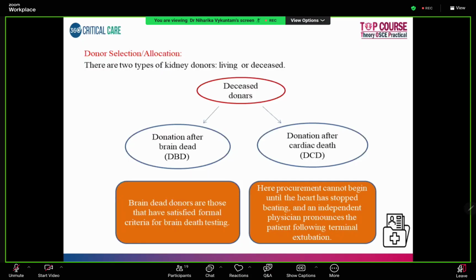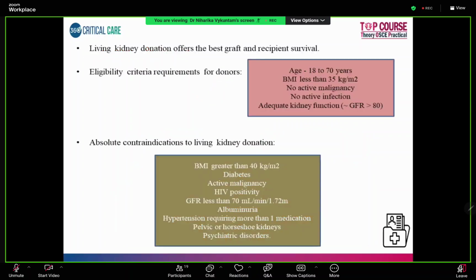So what is DBD? Donation after brain death. These are the donors who have satisfied the formal criteria for brain death testing. There are a lot of criteria, right? If they have satisfied these, then these patients are known as donation after brain death. And what is donation after cardiac death? Here the procurement of the organs cannot begin until the heart has stopped beating. After the heart has stopped beating, when you take these donors, this is known as donation after cardiac death. Now coming to the living donors.